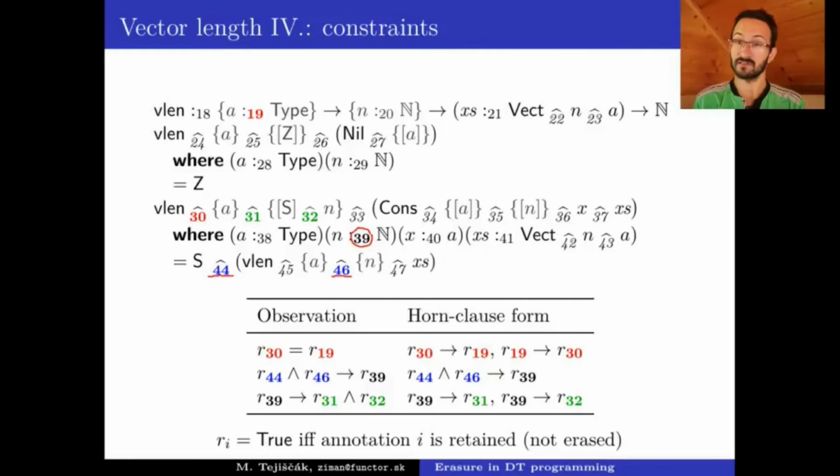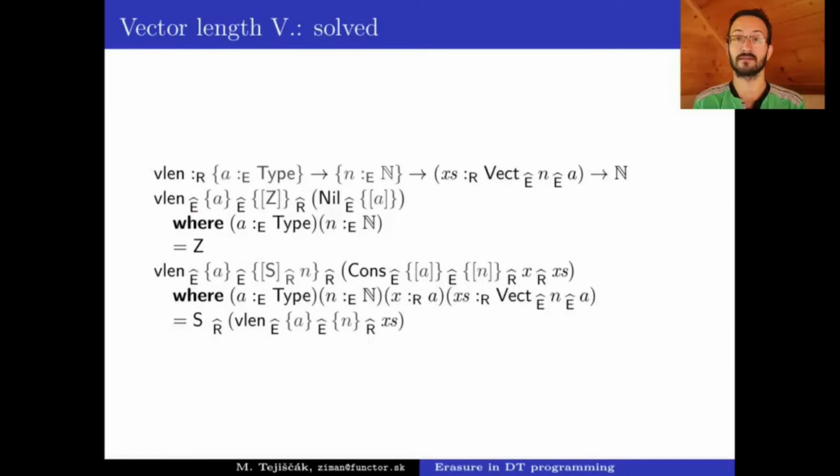Finally, on the left-hand side of this clause, we can observe that if n has to be available, then s needs to remember its argument, which means number 32 has to be retained, and vector length has to retain its second argument, which means number 31 has to be retained. This is also expressible as two Horn clauses, and in this manner we go through the whole program, gather the constraints, and then find the solution that erases as much as possible while being consistent with these constraints.